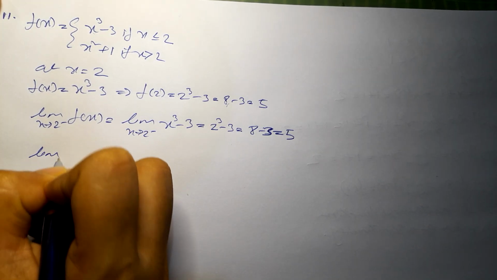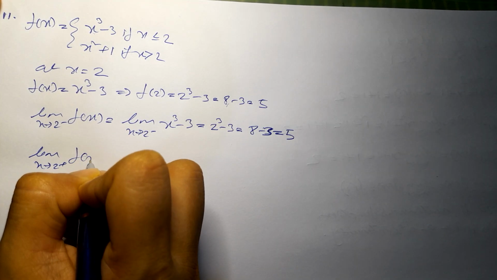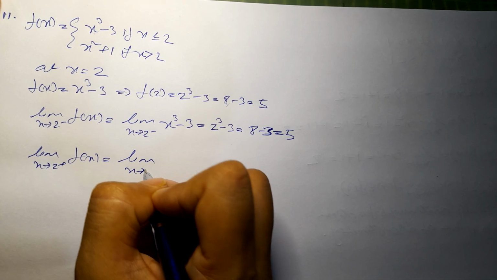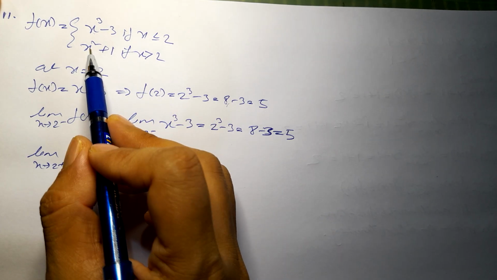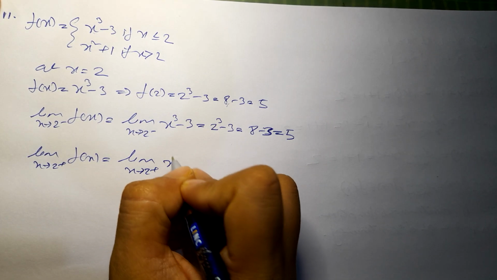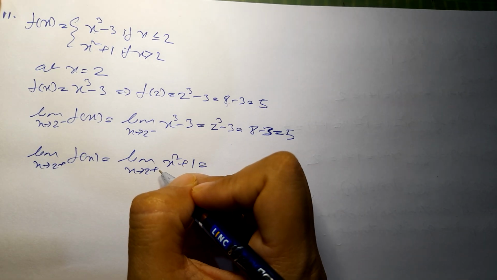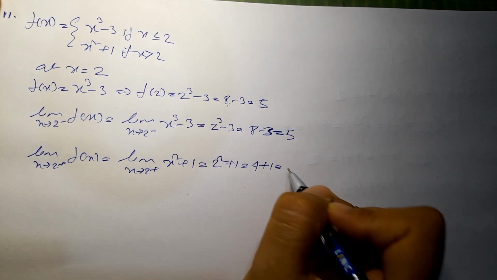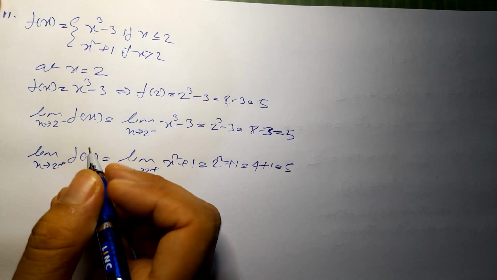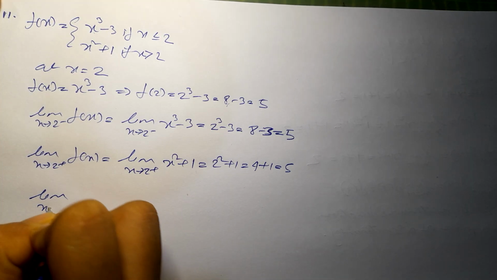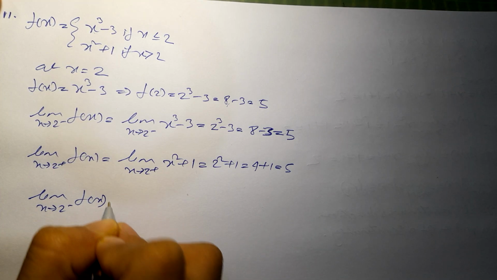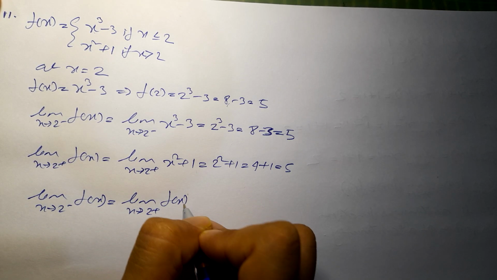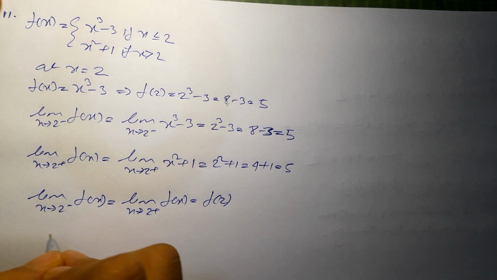Right hand limit, limit x tends to 2 plus f of x. Which one is the function? Greater than 2, this is the function, x square plus 1. Instead of x place 2, so 2 square plus 1. 2 square is 4, 4 plus 1 is equal to 5. All these three are equal, so it is a continuous function.